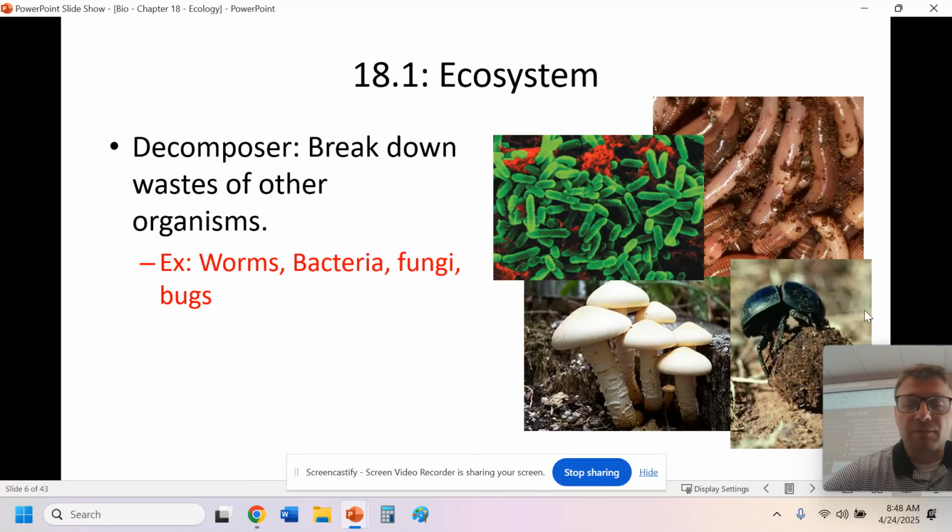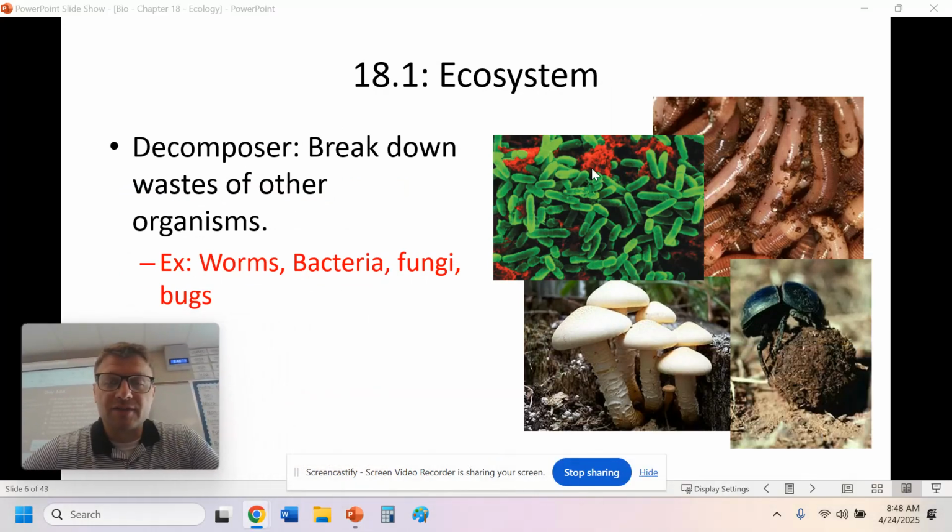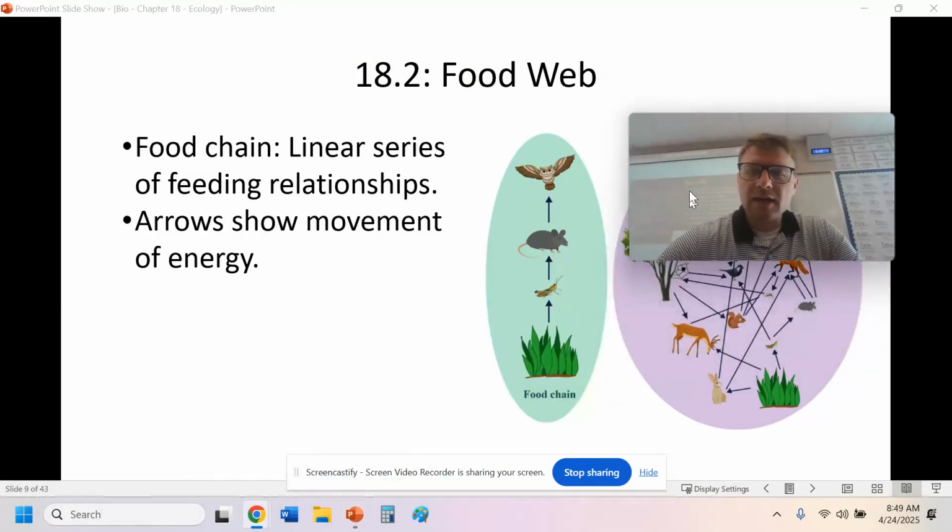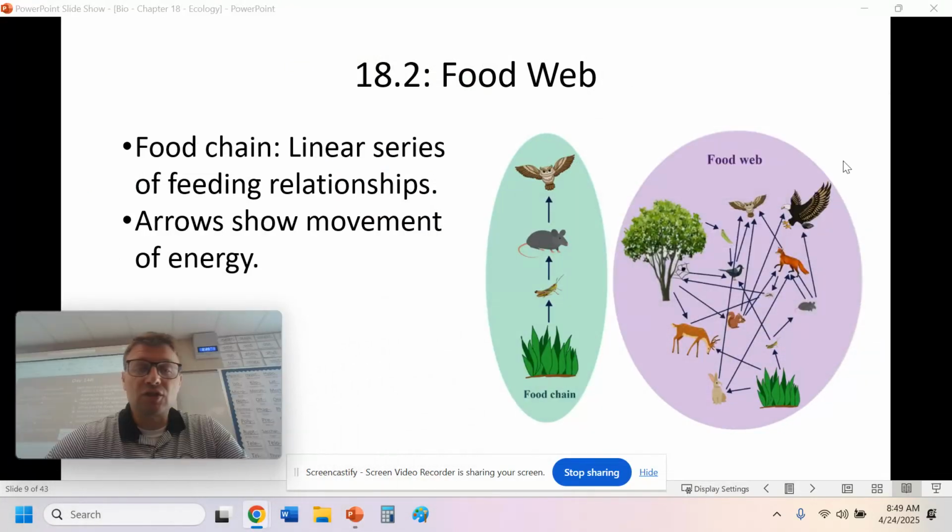We also have decomposers, which are organisms that break down other things for their nutrients. So they're kind of the recyclers of the ecosystem. And these are worms, fungi, bugs, anything that decomposes organic matter or waste matter from the ecosystem. Next, in Unit 18.2, we're going to be looking at food chains and food webs.